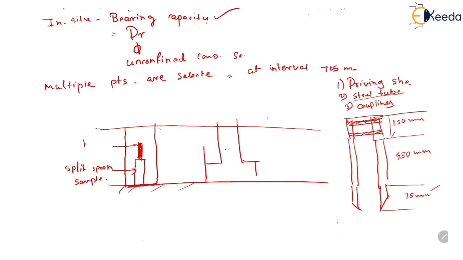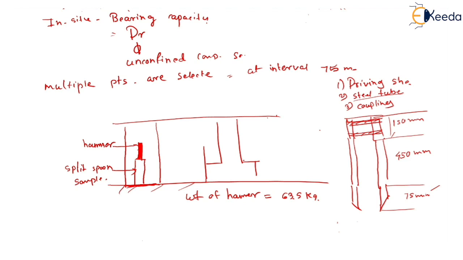So this is hammer and weight of hammer is equal to 63.5 kg. Then this sampler is driven into the soil by giving the blows of this drop hammer. So for that this drop hammer is lifted upward and then it is allowed to fall freely on the top of the sampler, and because of this impact the sampler penetrates the ground.